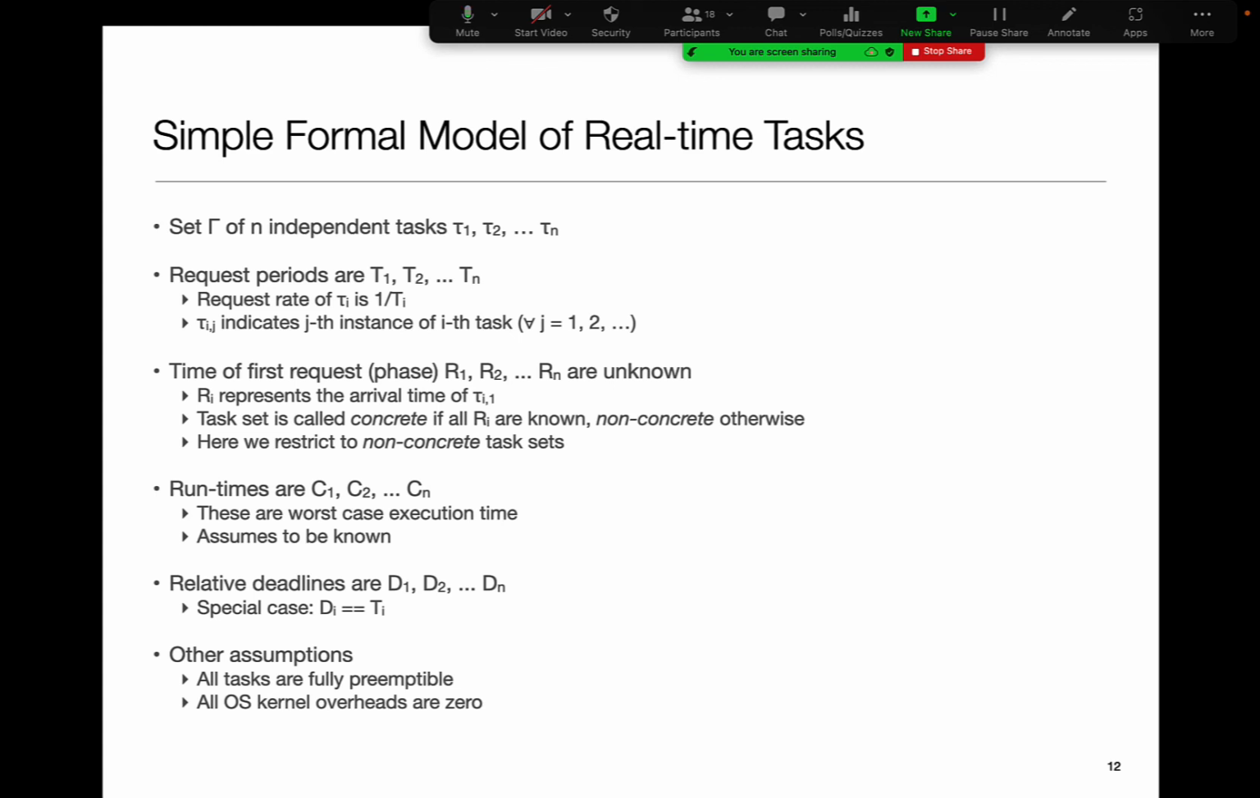Other requirements: it's very common to assume that these tasks are fully preemptible. That is, the operating system can stop them at any moment and restart them from where they left off. So do you think that's true for every task? Can you think of tasks where it is not easy to stop and restart?